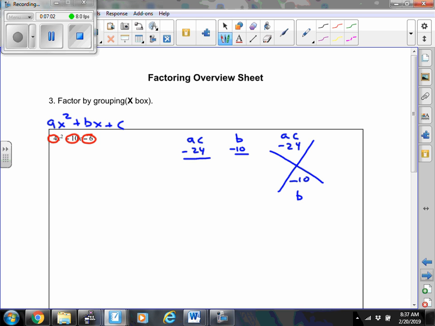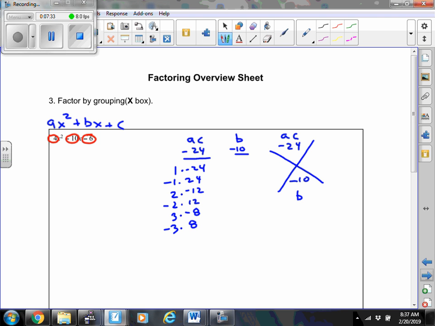So the way to get negative 24, I can take 1 times negative 24. It's one way to get it. I can do negative 1 times 24. Or I can take 2 times negative 12 or negative 2 times 12. I'm creating all the factors that create the negative 24. Let's see, I think 3 goes in there too. 3 goes in there 8 times. So 3 times negative 8 or negative 3 times 8.